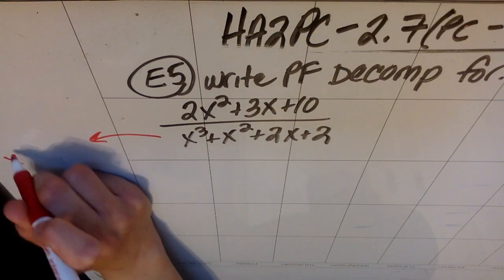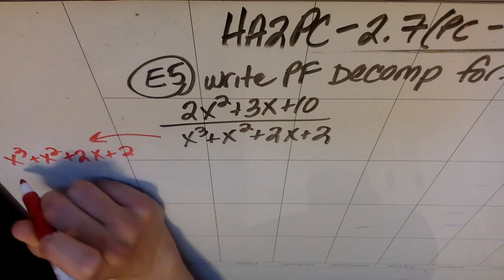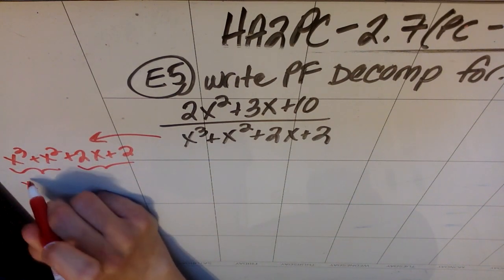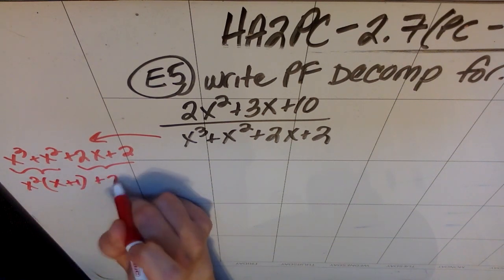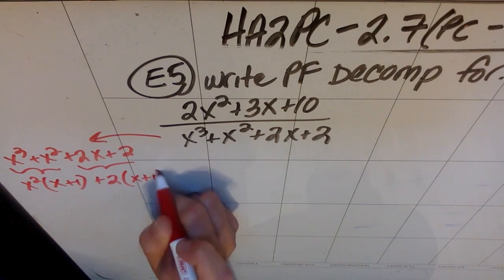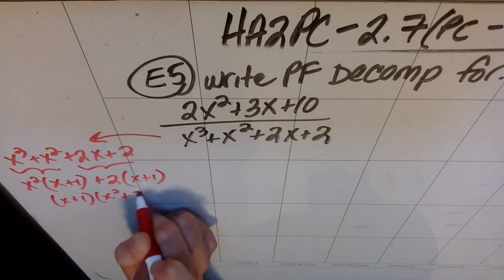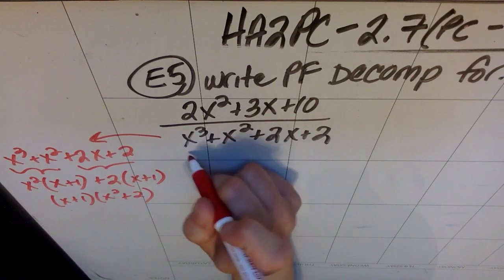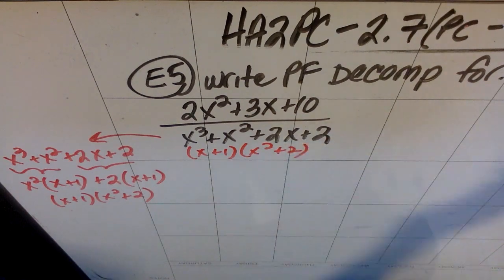So if I take this x cubed plus x squared plus 2x plus 2, and group the first two and the last two, I can take a group GCF of x squared out of the front two and be left with an x plus 1, and I can take a plus 2 out of the second two and be left with an x plus 1. So this factors into x plus 1 times x squared plus 2. Cool. So I now know that those are my two factors: x plus 1 and x squared plus 2.